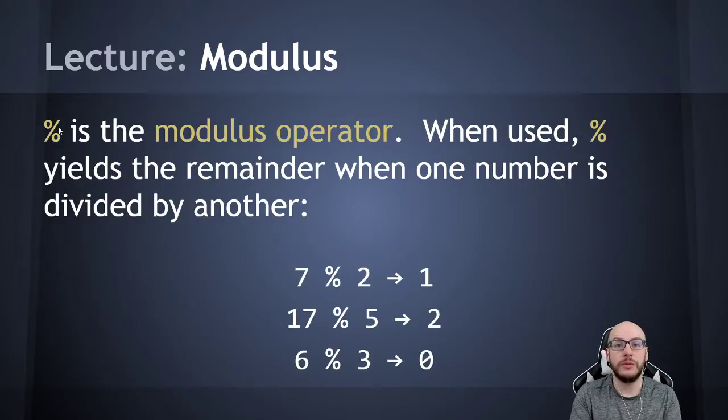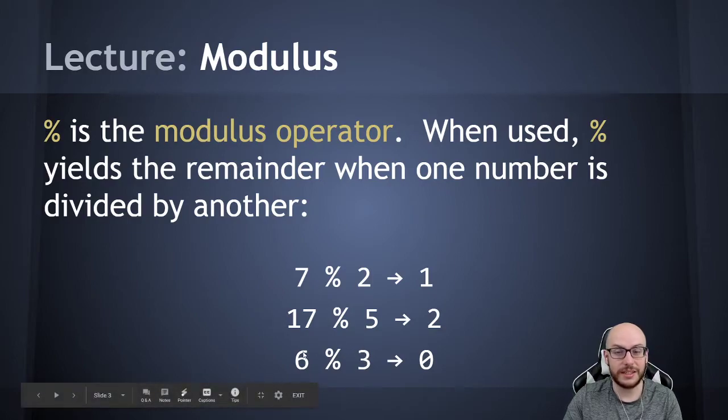We're going to do the division operation. All of the division stuff applies. But the answer is not the quotient. The answer is the remainder. Let's take a look. 7 mod 2. Well, 2 goes into 7 3 times. So if this was division, our answer here would be 3. However, 2 goes into 7 3 times with a remainder of 1. That's what mod is doing. 5 goes into 17 3 times with a remainder of 2. 3 goes into 6 evenly, so there's no remainder.